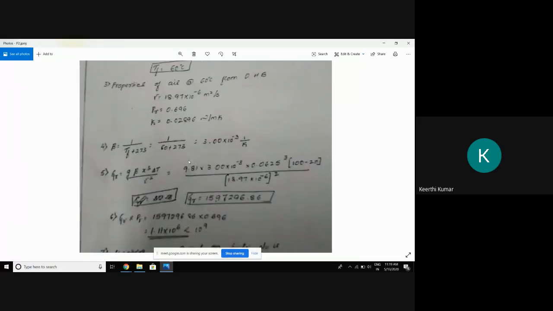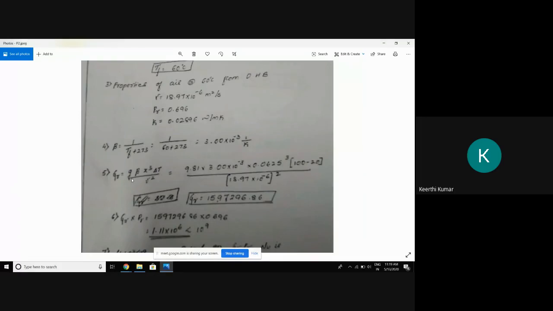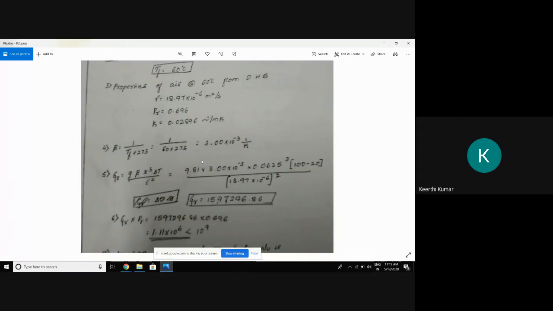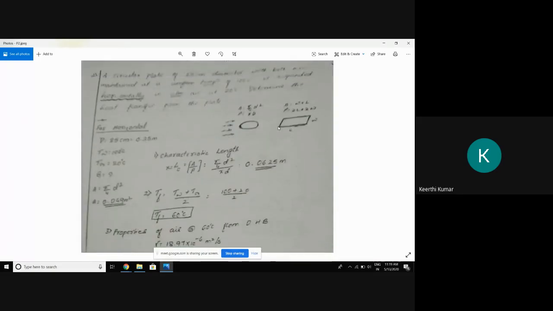Once you finish that, you go for the Grashof number. Again, the Grashof number formula is the same: g, beta, x cube, delta T, over nu square. Here, since the given disk is circular, I cannot put the value of x directly. If it is a vertical plate, I can put the value of x as L, no issue. But here, if the disk is like this, I cannot take the value of x as the diameter. Here, I need to find the characteristic length.